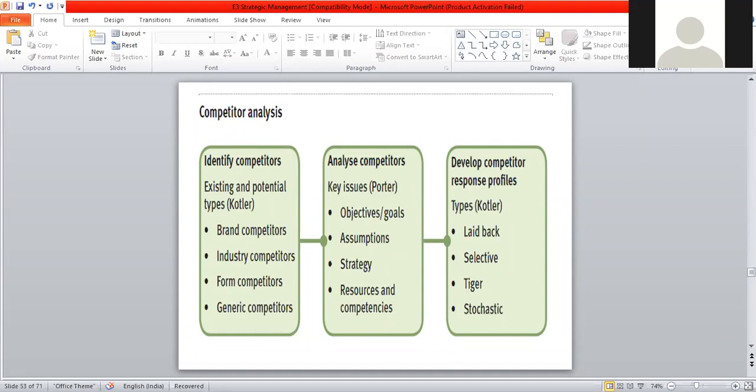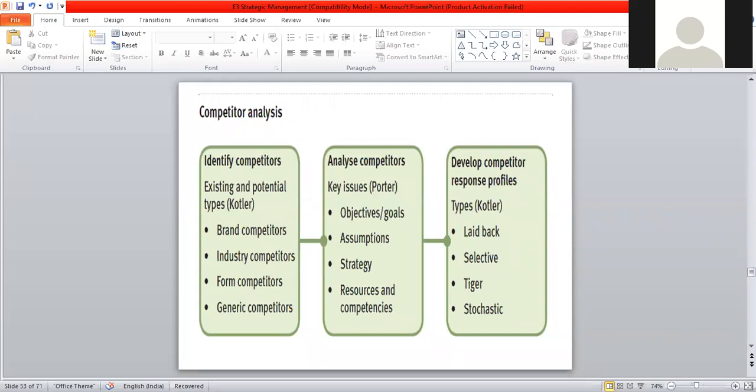After these four types of competitors are identified, then analyze these competitors. What are the key issues? Understand what their objectives or goals are, what assumptions they take up, what their strategies are, and what the resources and competencies are. So when competitors are analyzed, identify the various types of competitors existing, in terms of brand, industry, form, and generic. Once these are understood, after that, their key issues are analyzed.